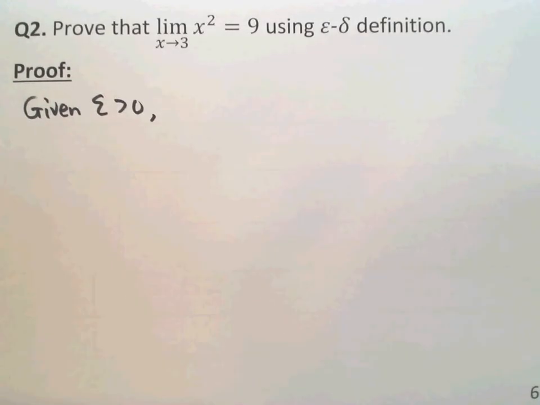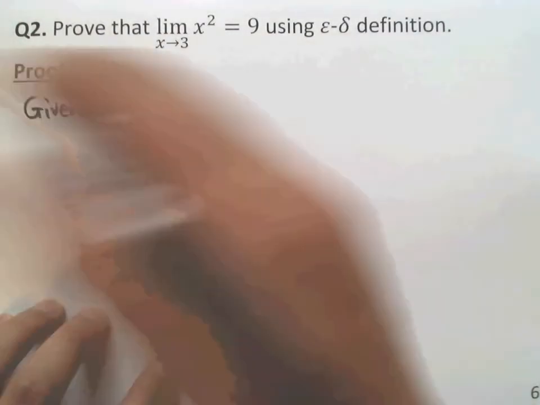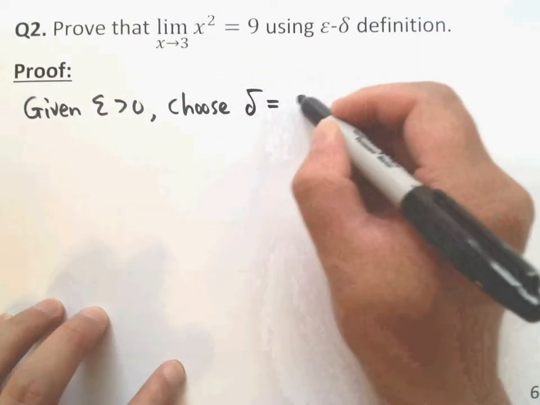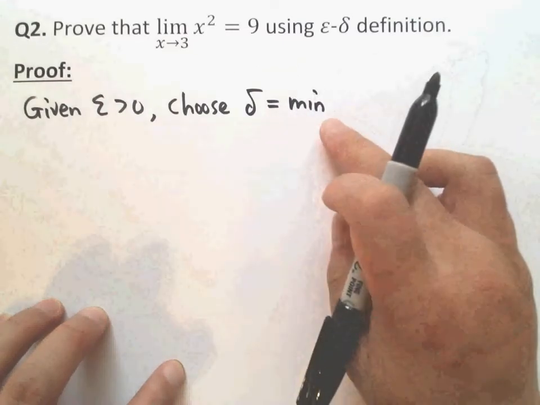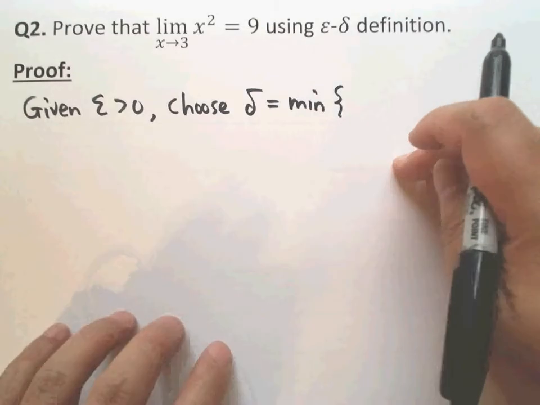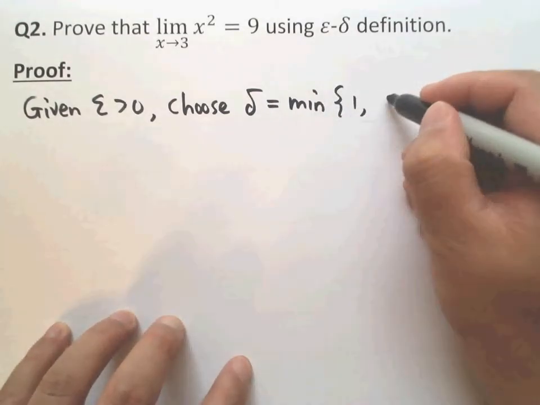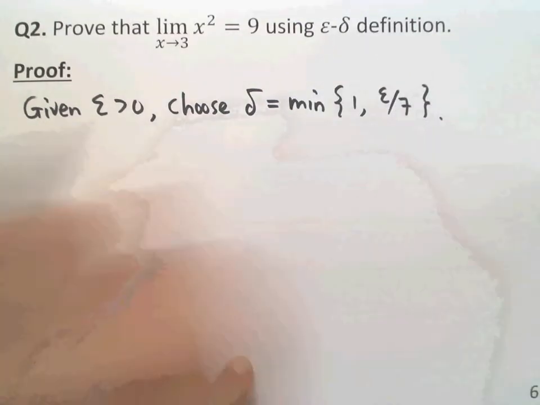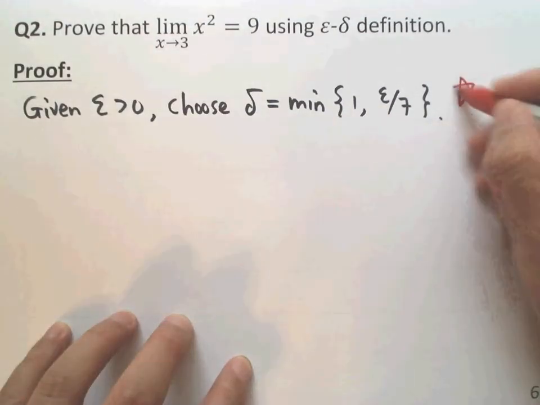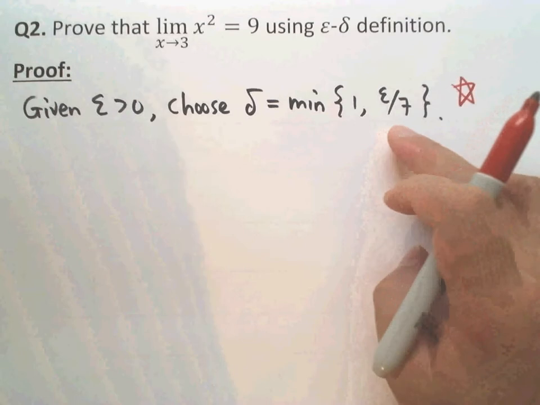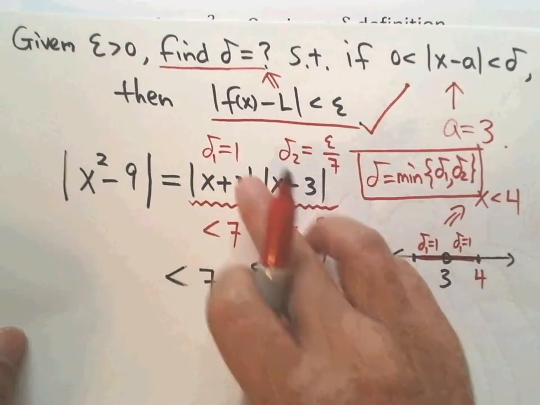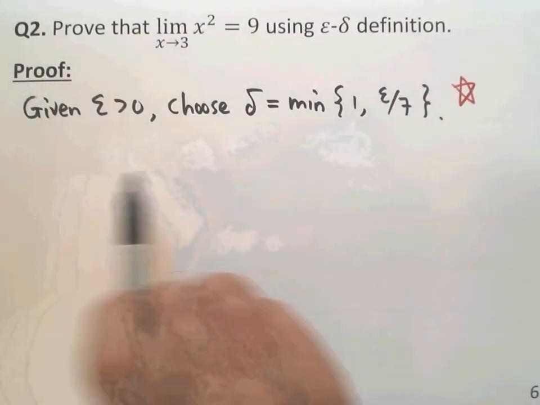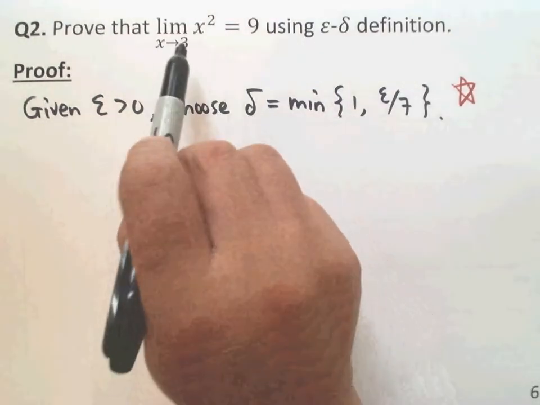So now just write down: given epsilon greater than 0, choose. Remember that, you have to choose. I'm going to choose delta equals the minimum of delta 1, which is 1, and delta 2, which is epsilon over 7. This is the most important. How did we get this? We explored that inequality on paper, right? The minimum of 1 and epsilon over 7.